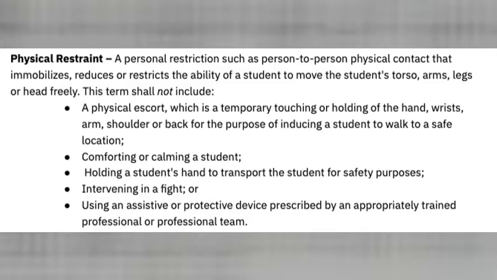The only time it is not considered a physical restraint is when there's a physical escort, and this is defined as a temporary touching or holding of the hand, wrist, arm, shoulder, or back for the purpose of inducing a student to walk to a safe location. Physical restraint also does not include comforting or calming a student, holding a student's hand to transport the student for safety purposes, intervening in a fight, or using an assistive or protective device prescribed by an appropriately trained professional or professional team. You'll also see the word prone noticed, and this implies that the student is on their stomach and the face is down or turned to one side or the other.